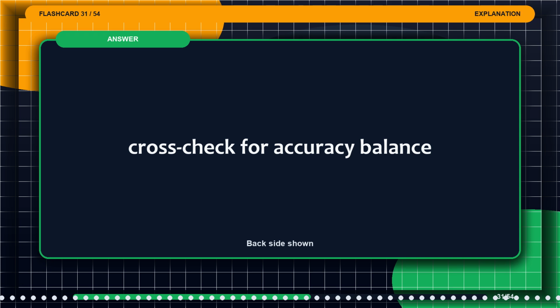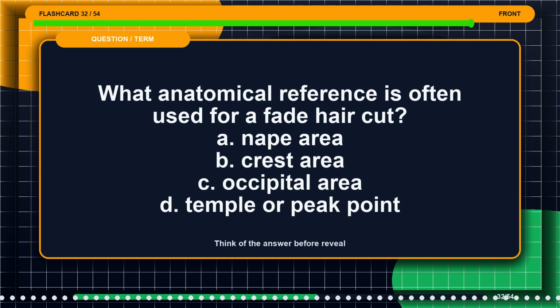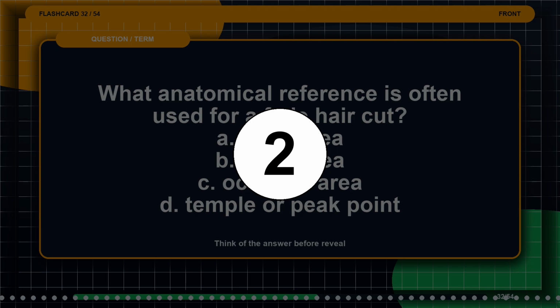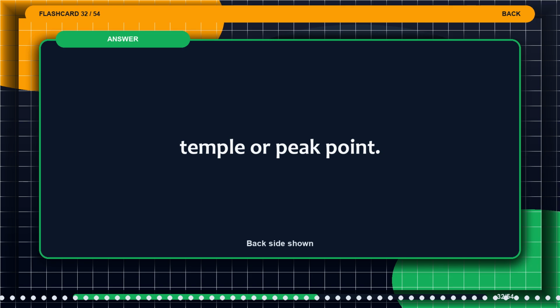Flashcard 32. What anatomical reference is often used for a fade haircut? A, nape area; B, crest area; C, occipital area; D, temple or peak point. Pause and think of the answer before the reveal. The answer is temple or peak point.